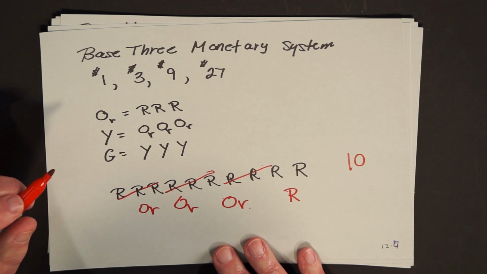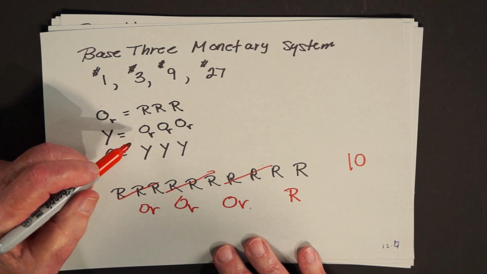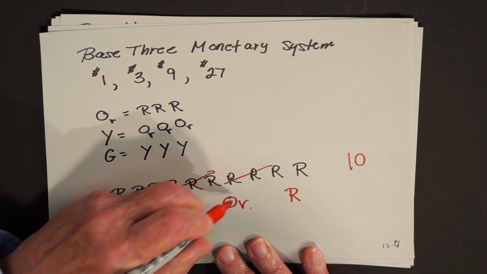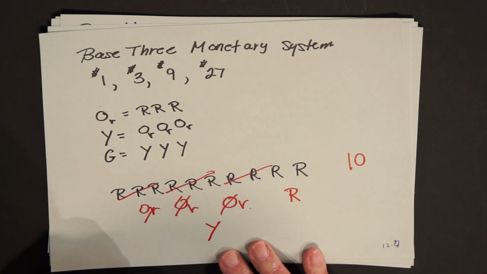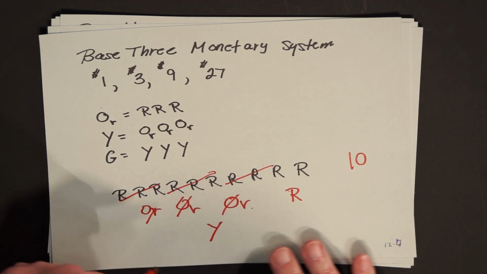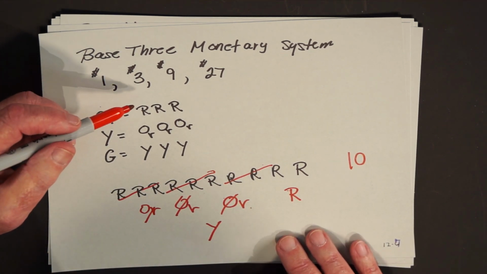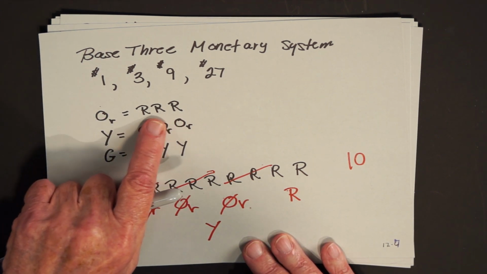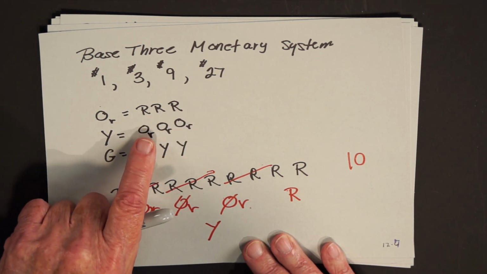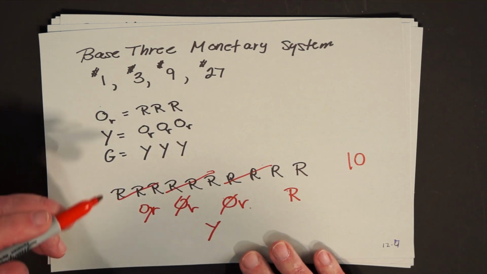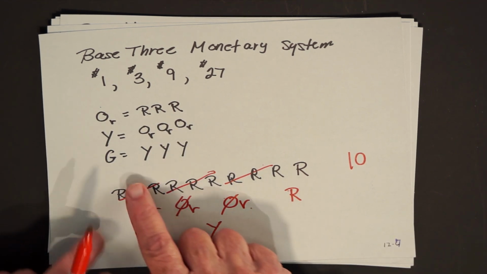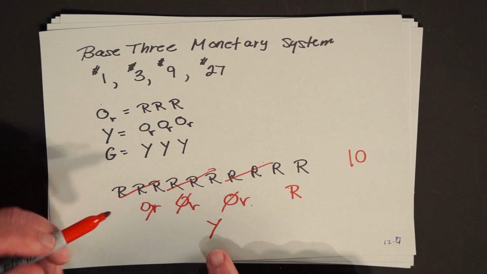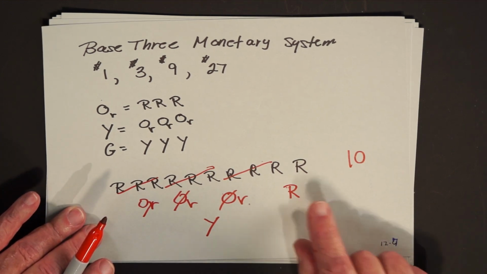Now what can I do? Every time I have 3 orange ones, I can trade them in for a yellow. Okay? So what does the yellow one stand for? The yellow one is 9. See, these are 1, 2, 3. So you have 3, 6, 9. See, the yellow one is 9, the red one is 1, and you still have 9 plus 1 is 10.